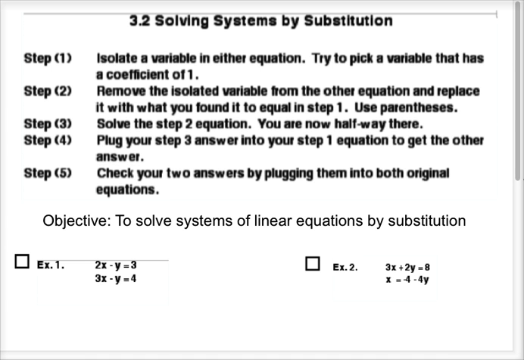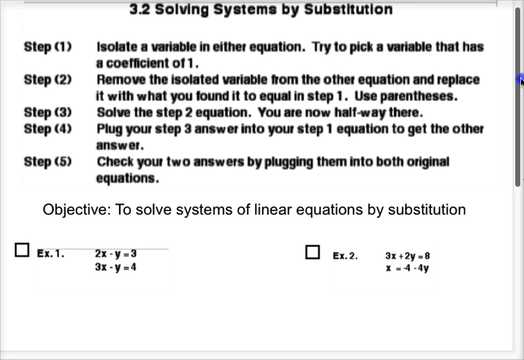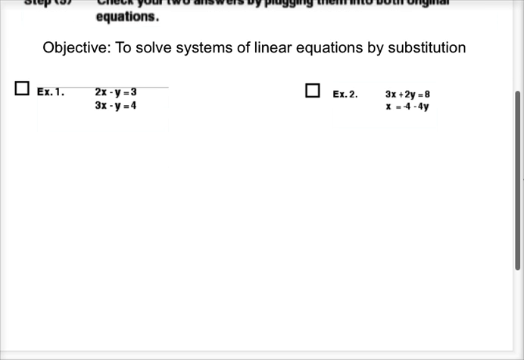So, if you recall, the first step whenever we're solving these problems, isolate the variable in either equation. Try to pick a variable that has a coefficient of 1. Now, the coefficient of 1 just makes it easier to manipulate. All right, so that's not a requirement, just something that makes it easier for you. But what you do need to do is get one of the variables by itself.